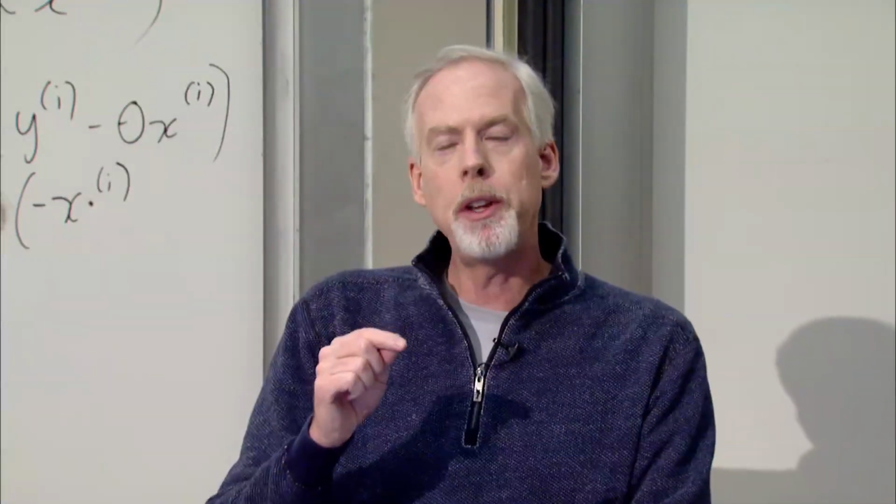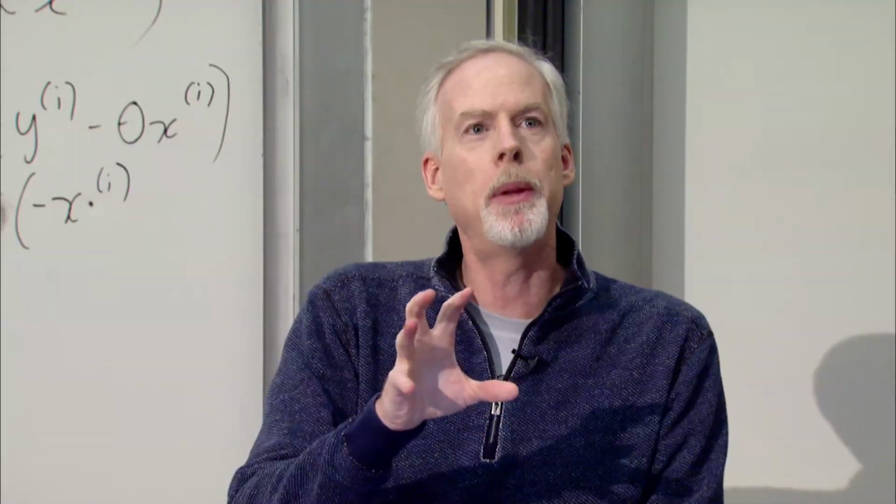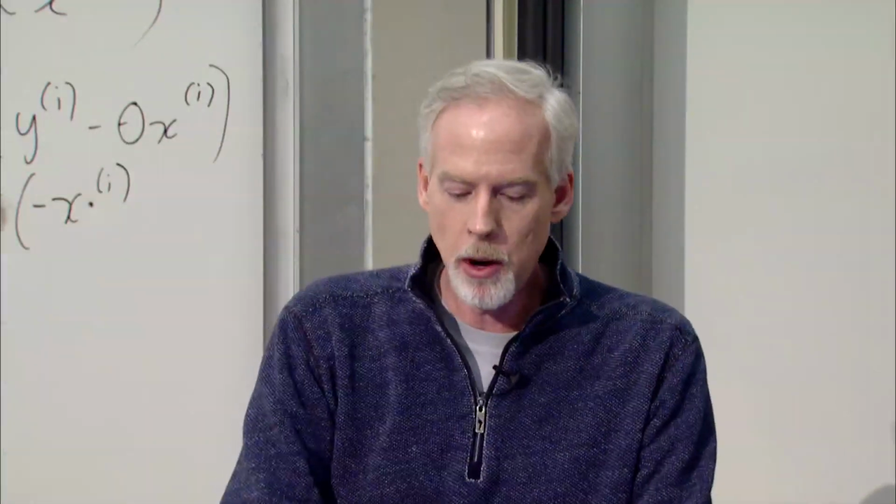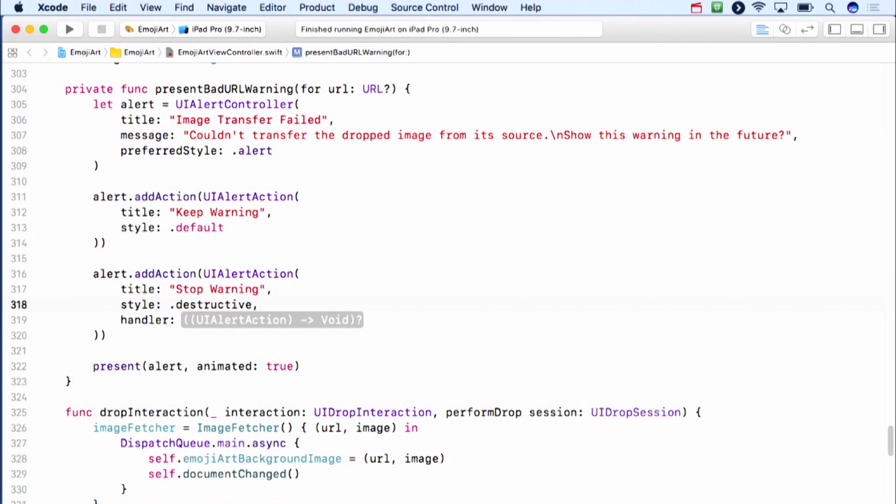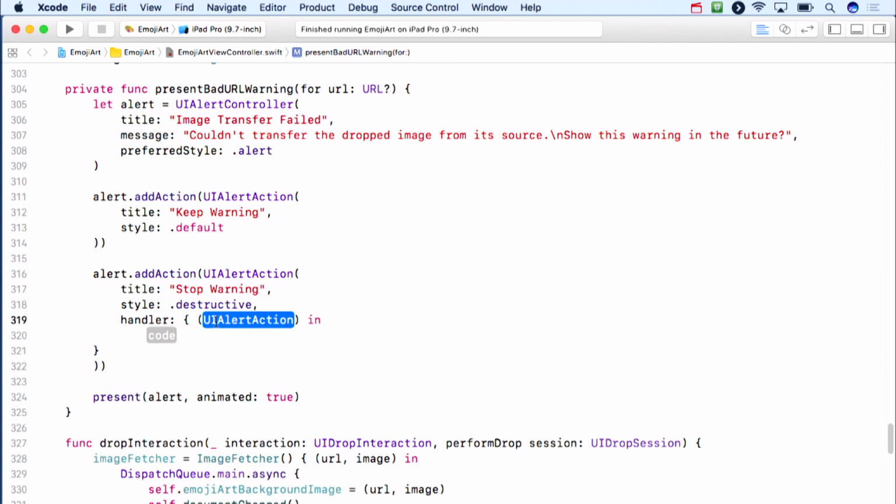Now I'm going to call this destructive because it's going to stop it doing something that it does pretty much permanently unless I go add that feature where I compare the URLs and turn it back on. So I'm going to set this to destructive. So it's going to turn out red. It's going to make the user think a little bit before they press that, which is exactly what I want. Okay, and how about our handler here?